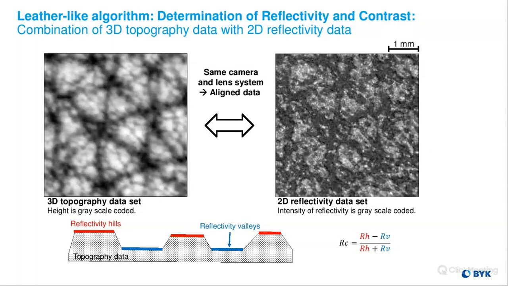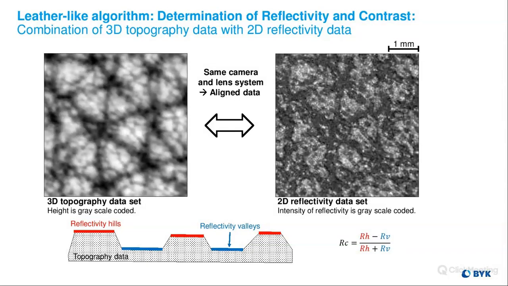So if we know the reflectivity of the hills and the reflectivity of the valleys, we can then use this calculation to calculate the contrast between them by subtracting them and then dividing through the sum. So that's how you can see this reflectivity value.